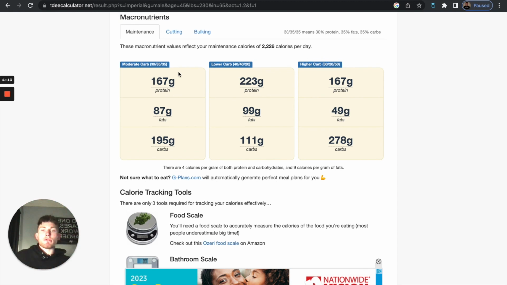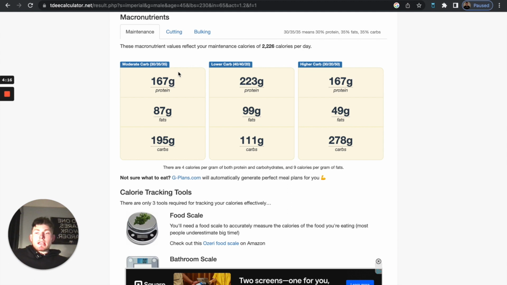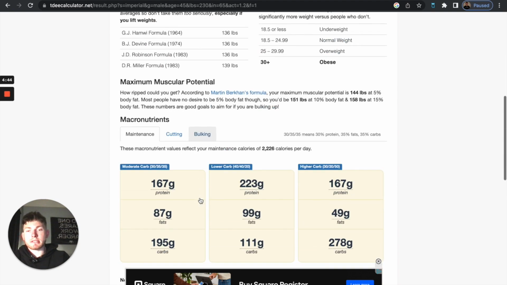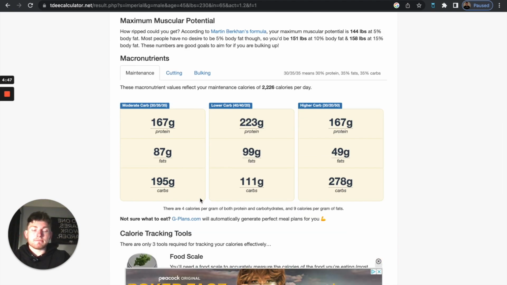because the biggest thing is you want to be intaking about 0.8 to 1.2 grams of protein per pound of body weight. So just make sure you're noting that down as you are figuring out exactly how many grams of protein you are needing to intake on a day-to-day basis as well. But yeah, so as far as maintenance, like I said, 2,226 calories per day. Now, let's say I don't want to maintain my body weight and I want to go into a cut.